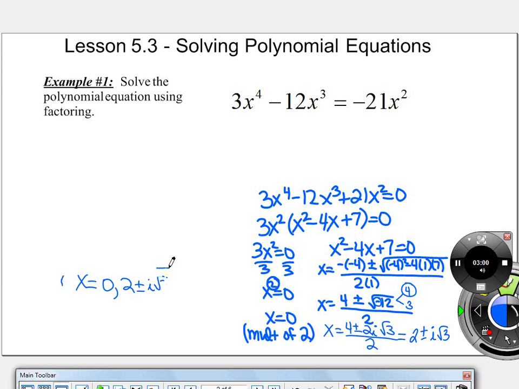0 has a multiplicity of 2. They didn't ask, but I say that to recognize that if you listed 0 twice, you would have 4 solutions here, which is the maximum amount a quartic can have. And if you did have to sketch this graph or something, it would give you some insight into the behavior.